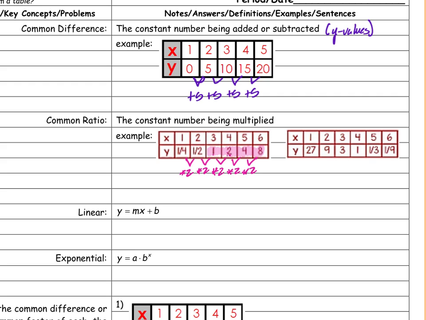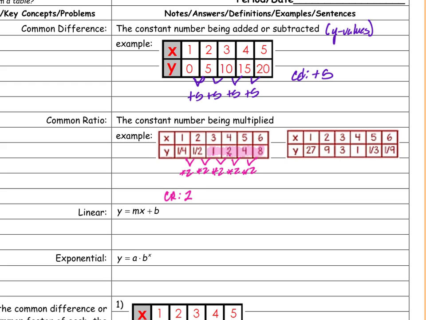So my common ratio, and I am not spelling out, I'm just going to tell you guys this, I'm not going to spell out common ratio and common difference ever. I'm going to say CD, common difference, plus 5. Okay? CR, common ratio, 2.